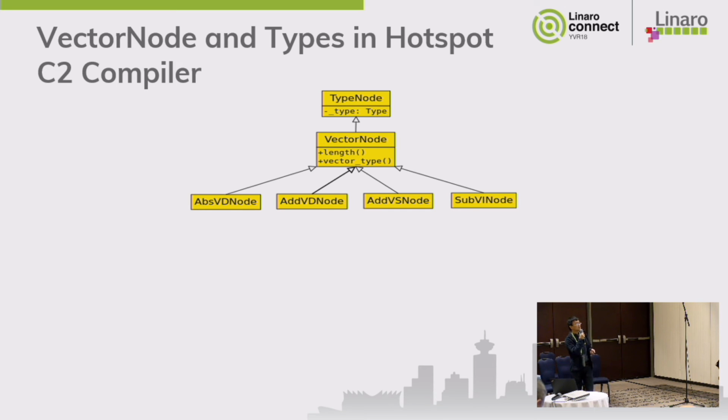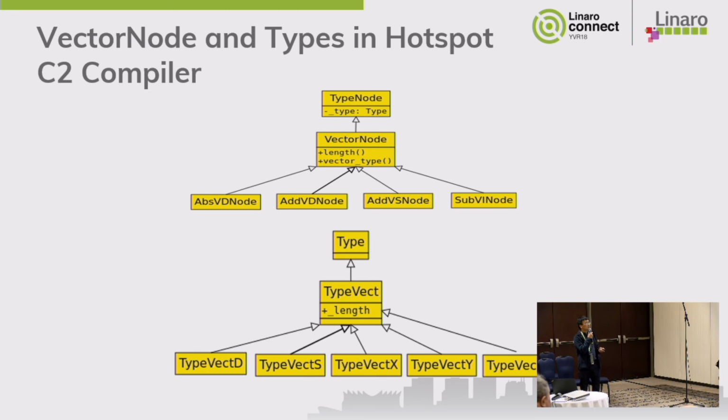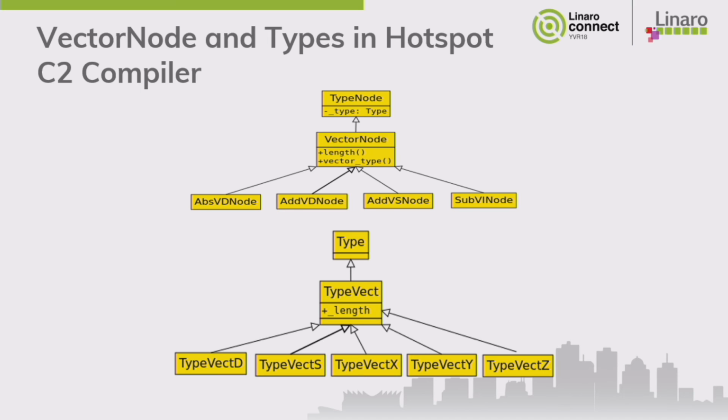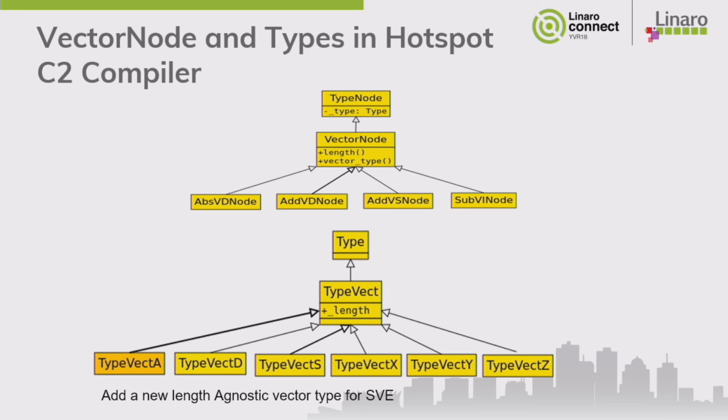So this is how the C2 compiler implements its vector nodes. The C2 compiler has a lot of vector nodes, each with a given type and length. So this is the current type. The type has an associated length. Currently, we have type vector S, D, X, Y, Z. S is a single word, D is the double word, and X, Y, Z map to Intel's XMM, YMM and ZMM registers. So to implement this in the HotSpot C2 compiler for SVE, we just need to add a new vector type. What we add is vector type VectorA, which means that it's a length-agnostic type for SVE.